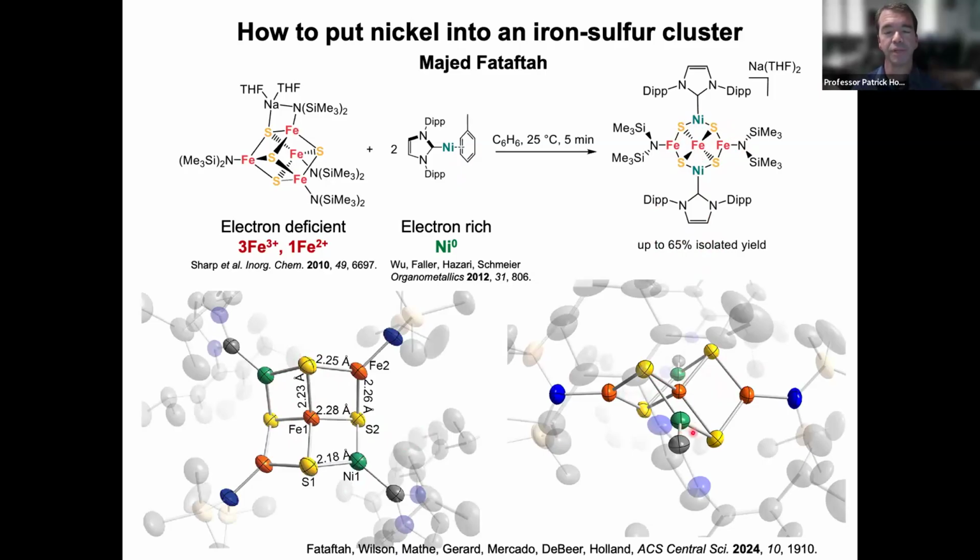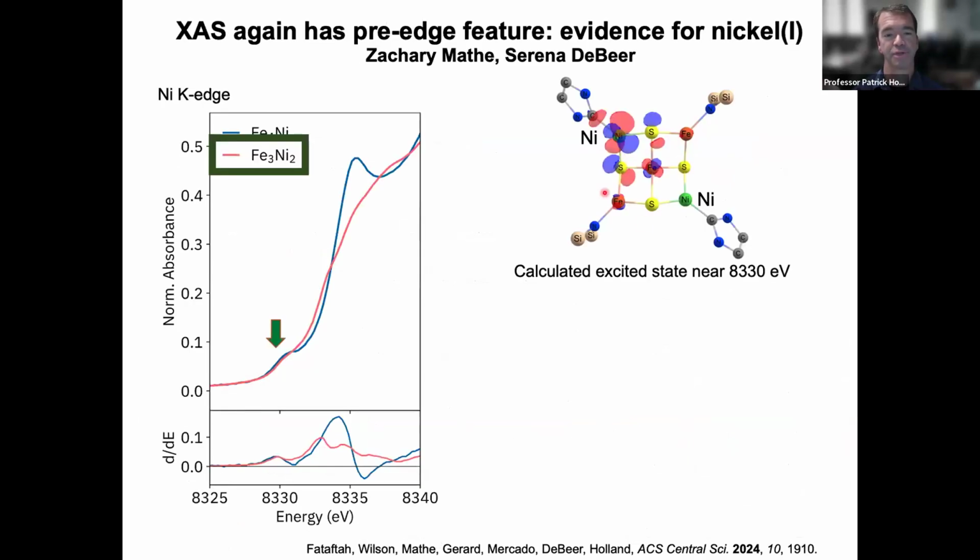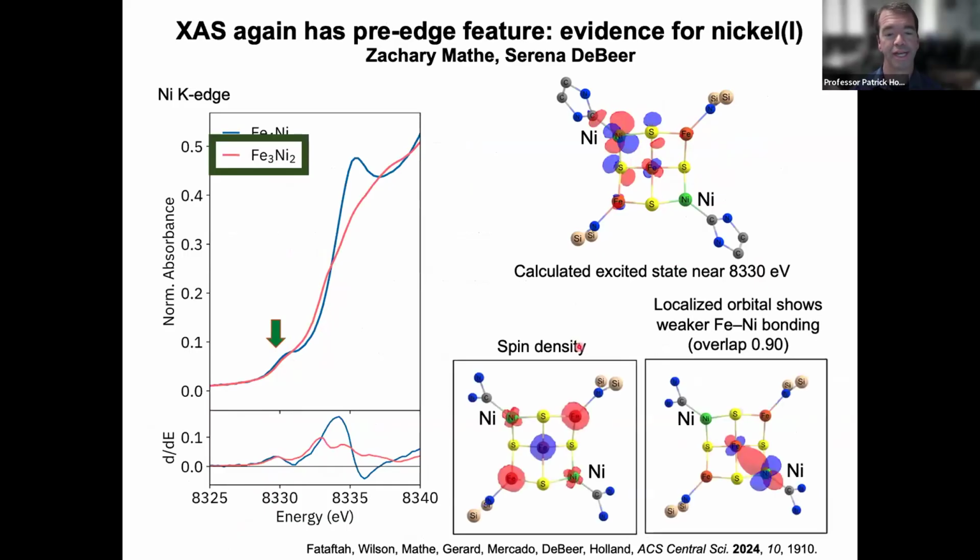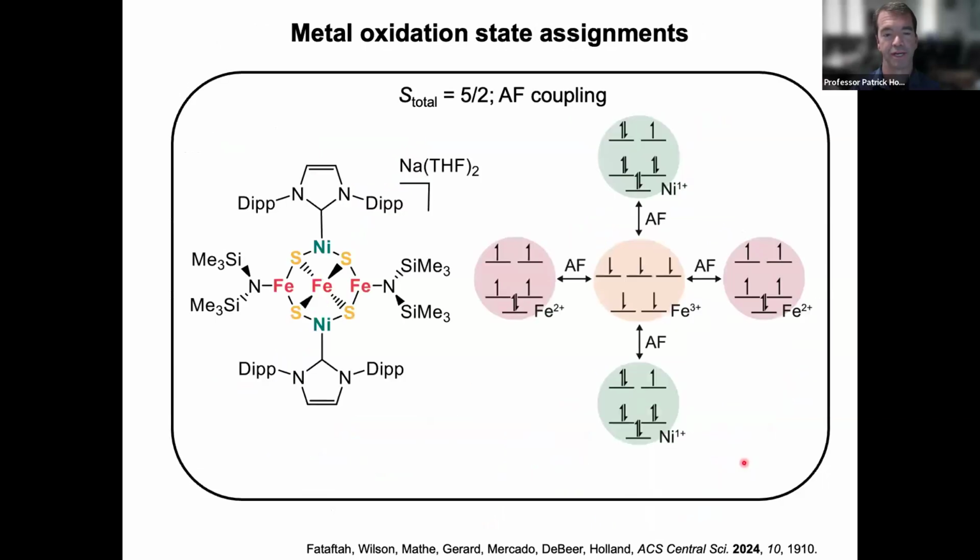And the side view, you can see that all 5 of these metals are in the same plane. Now here we wanted to understand the oxidation states as well, and I'm going to skip a lot of the details, but skip straight to the XANES again. And for this cluster, we again see the pre-edge feature around 8330. The calculations complement this and show that the electron is going into a nickel orbital, indicating that this is not nickel zero. This is best described as nickel one again. There's not much spin density on the nickel, and there is some iron nickel bonding. Not as strong as in the tungsten case, but there is some bonding there.